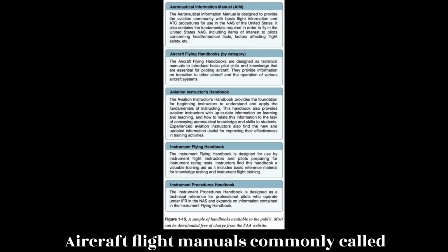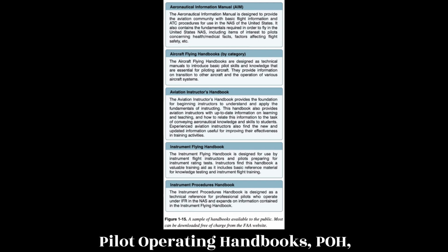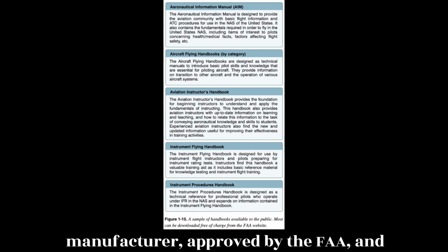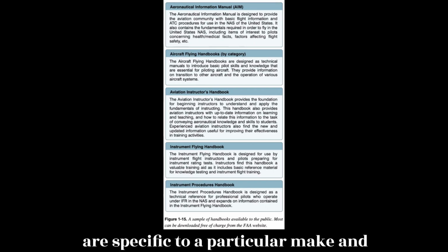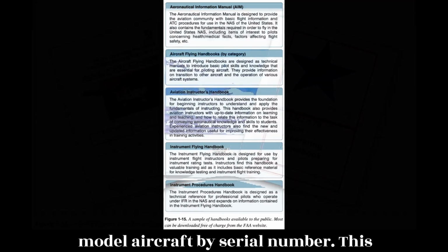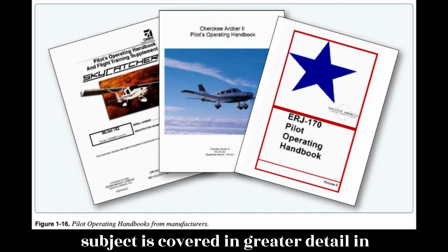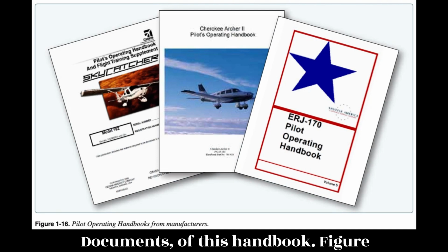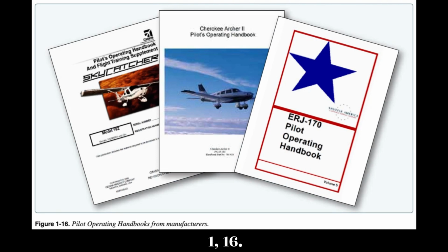Aircraft flight manuals, commonly called Pilot Operating Handbooks, POH, are documents developed by the airplane manufacturer, approved by the FAA, and are specific to a particular make and model aircraft by serial number. This subject is covered in greater detail in Chapter 8, Flight Manuals and Other Documents, of this handbook. Figure 1.16.